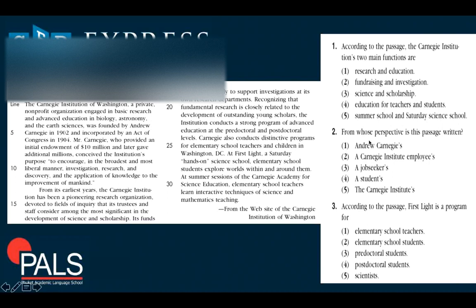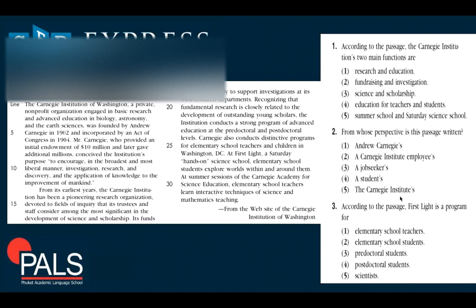All right, question number 2. From whose perspective is this passage written? Andrew Carnegie's, Carnegie Institute employees, job seekers, a student, or the Carnegie Institute's? Okay, if your answer to this question is number 5, then you are correct.